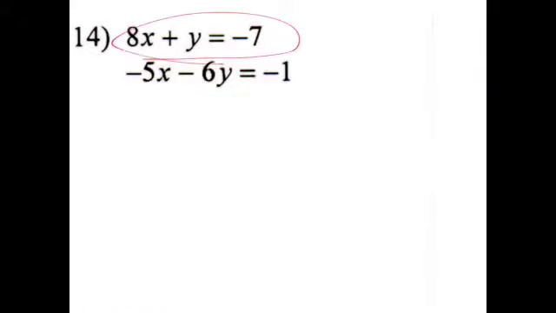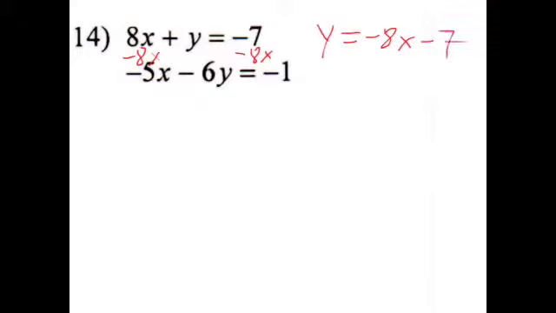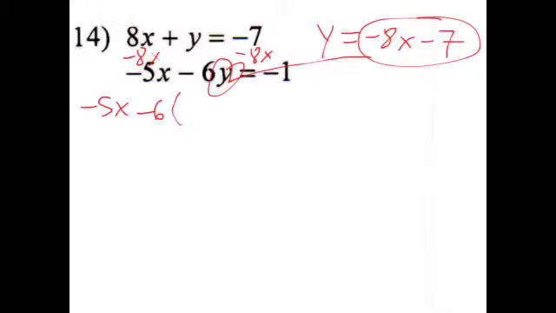Moving on to 14. Again, my first one's really close to being set up for substitution, so I'm just going to subtract 8x from both sides to get y equals negative 8x minus 7. And I know what y is equal to, negative 8x minus 7. So I can take that and substitute it into my other equation to get negative 5x minus 6 times negative 8x minus 7 equals negative 1.